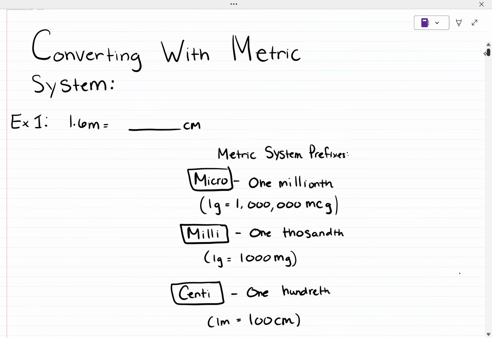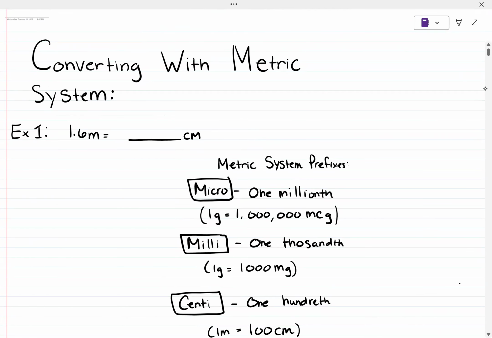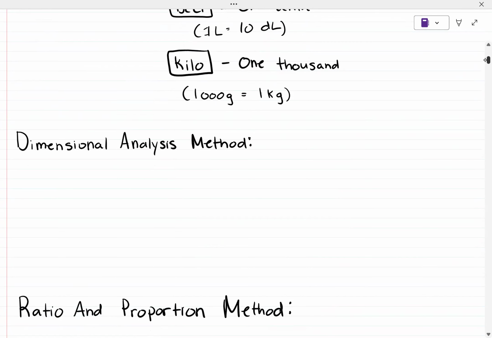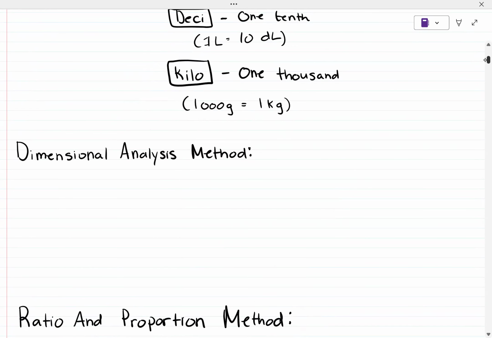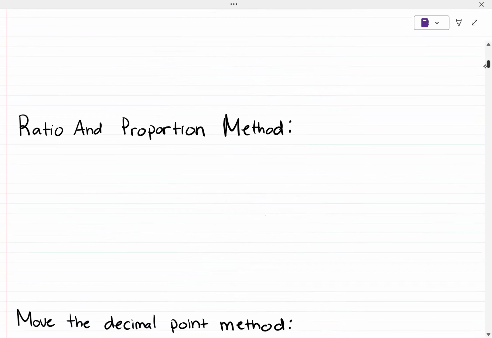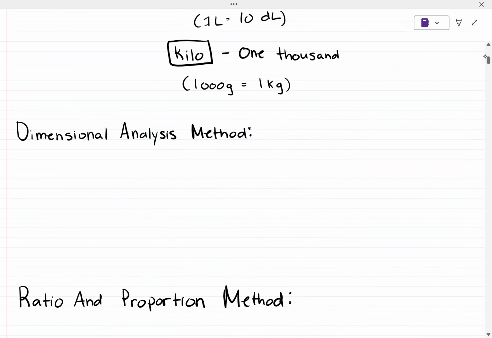In example one, we have to convert 1.6 meters into centimeters. We're going to do the three methods: dimensional analysis, ratio and proportion, and then the move the decimal method. Let's start with the dimensional analysis method. Honestly, I like dimensional analysis and the ratio and proportion method the most because they're pretty straightforward. Dimensional analysis is almost like stoichiometry in chemistry, so you're going to set up fractions.